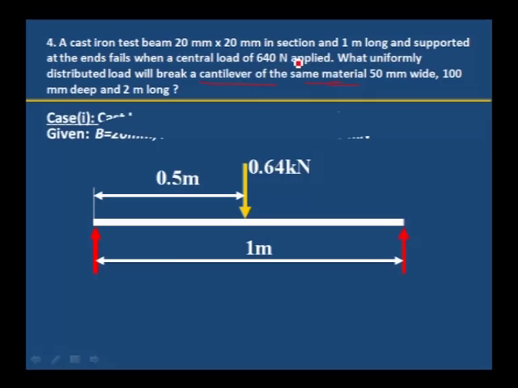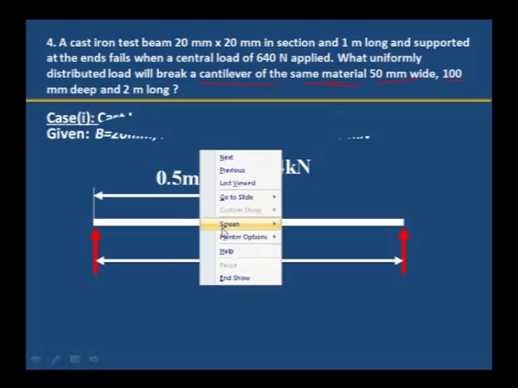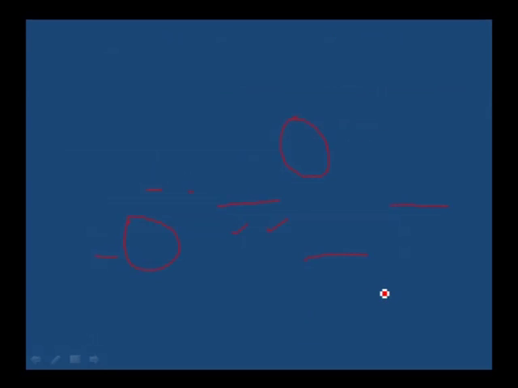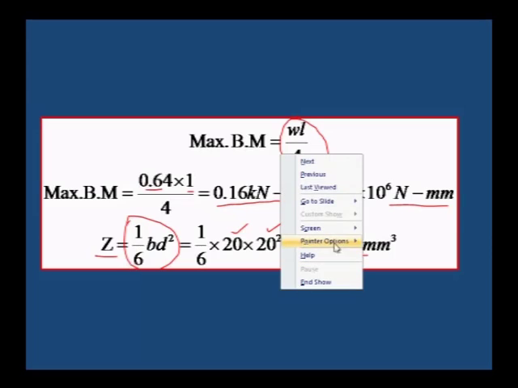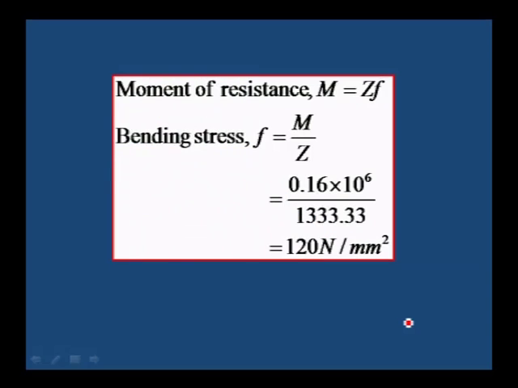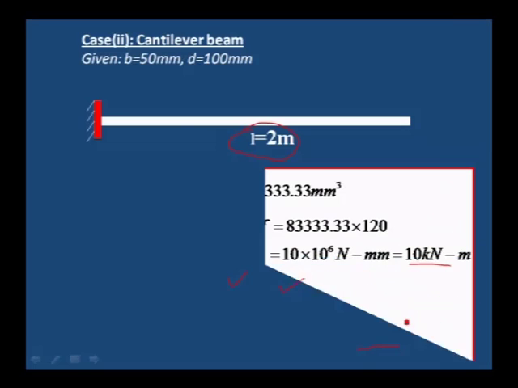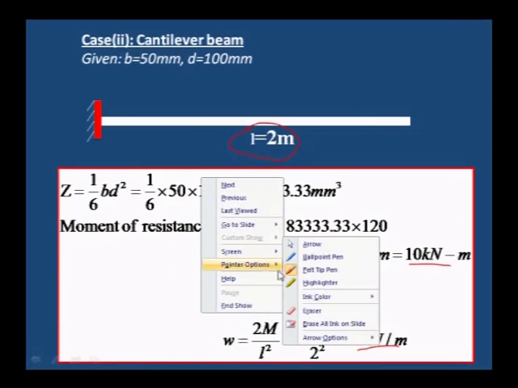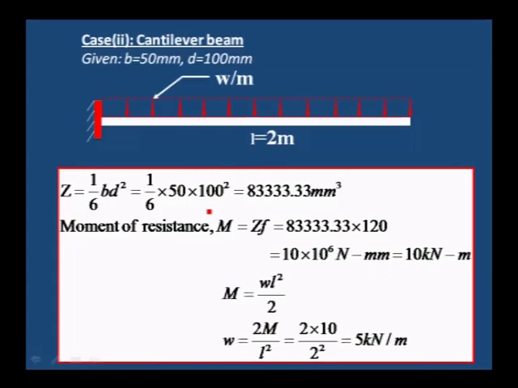In the first case we have got the stress of 120 newtons per mm square, and that is substituted in the second case, where the beam is given as 50 mm side, 100 mm width and 2 meters long. That 120 newtons per mm square, whatever the F value we have, is substituted in this case, and then we determine the M. From the M we get the W.